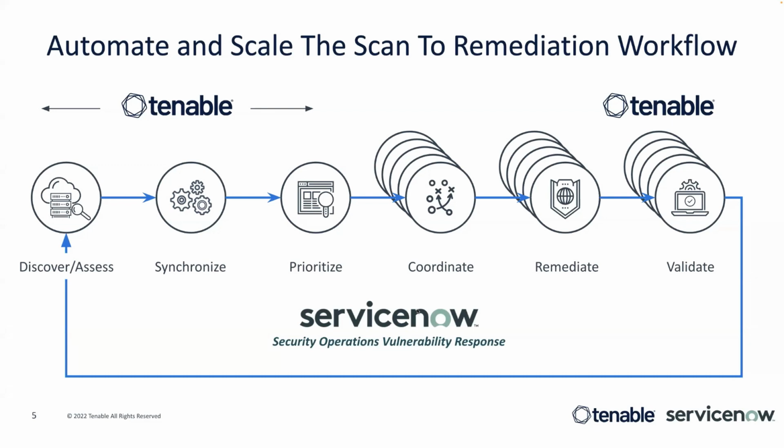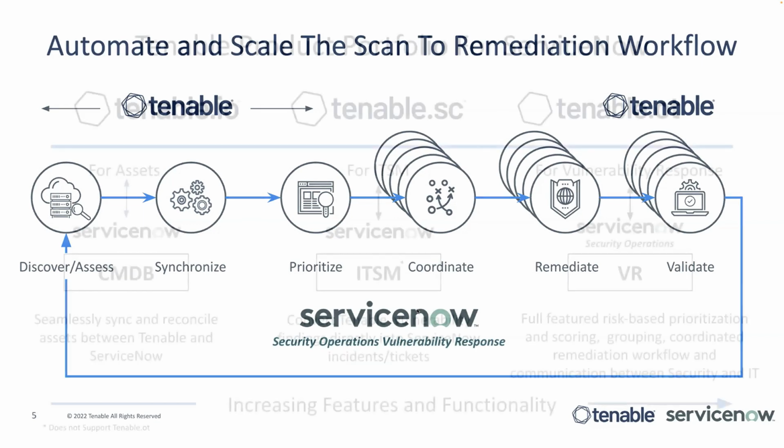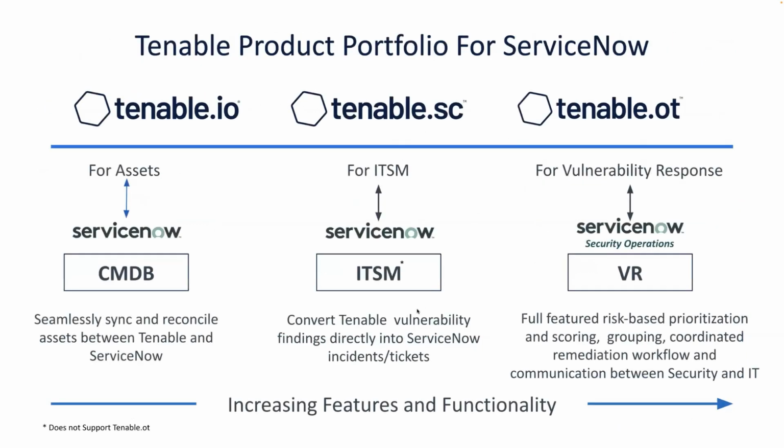And then once that's complete, we start the process all over again, right? We're going to discover, reassess, and go right back through this. So hopefully that gives you a good high-level overview of how this process flow works from a vulnerability perspective between both Tenable and ServiceNow. I'd like to talk real quick about the different integrations we do have.